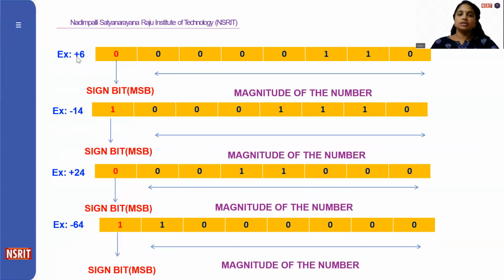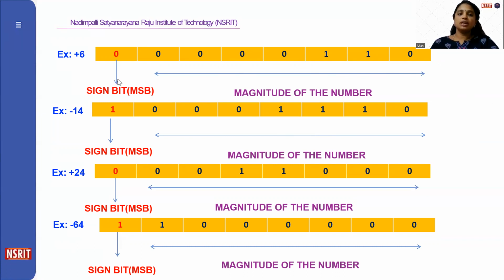Then one more example, 6. Here we consider the 8-bit number, so that we write all the zeros for this number. So for 6, 0, 1, 1, 0. To form an 8-bit number, the sign bit is at the D7 location. The remaining bits are 0, 0, 0, so that the 6 can be represented like this.